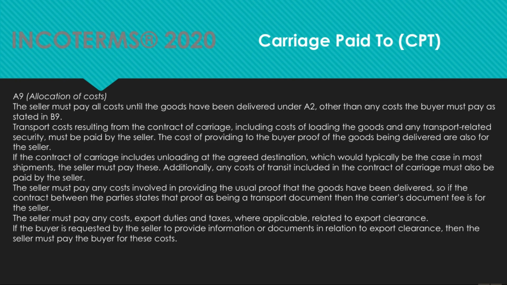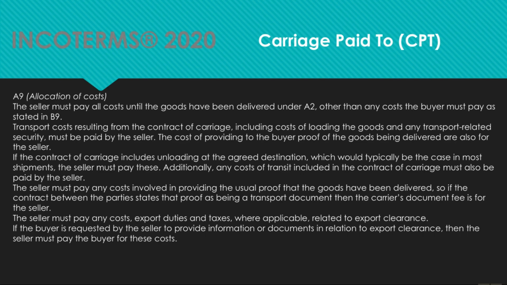So if the contract between the parties states that proof as being a transport document, then the carrier's document fee is for the seller. The seller must pay any costs, export duties and taxes, where applicable, related to export clearance. If the buyer is requested by the seller to provide information or documents in relation to export clearance, then the seller must pay the buyer for these costs.